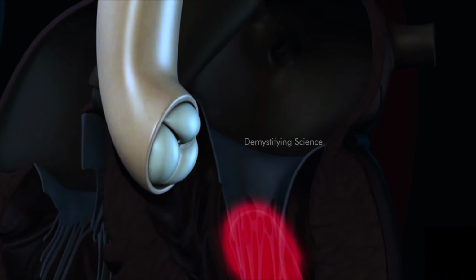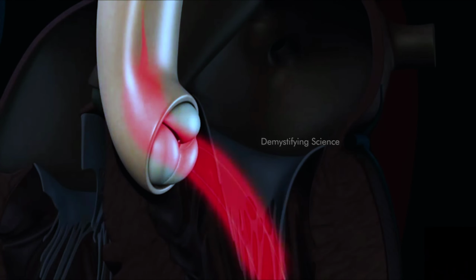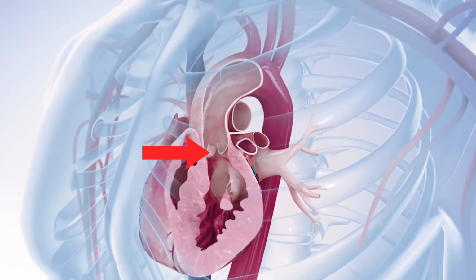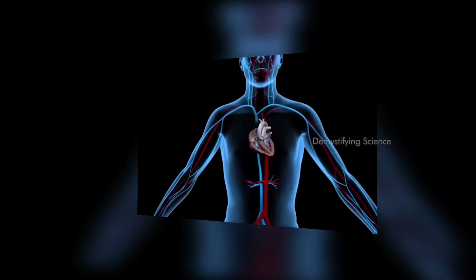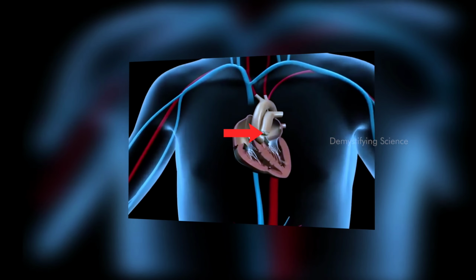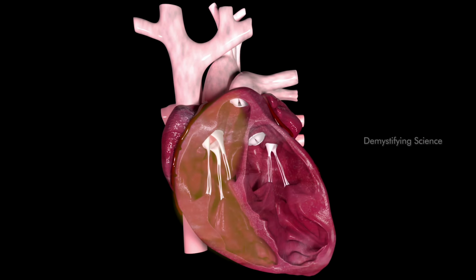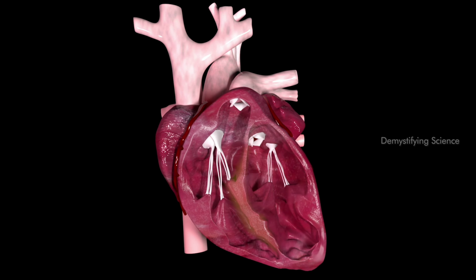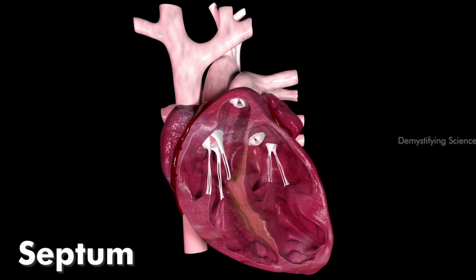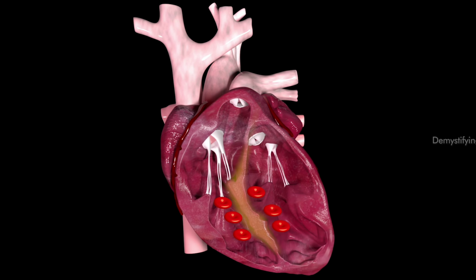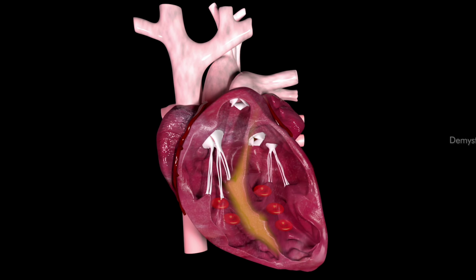The semilunar valves stop the backflow of blood into the heart. There is a semilunar valve where the aorta leaves the left ventricle, and another valve where the pulmonary artery leaves the right ventricle. The right and left sides of the heart are separated by a muscular wall called the septum. The septum prevents the mixing of oxygenated and deoxygenated blood.